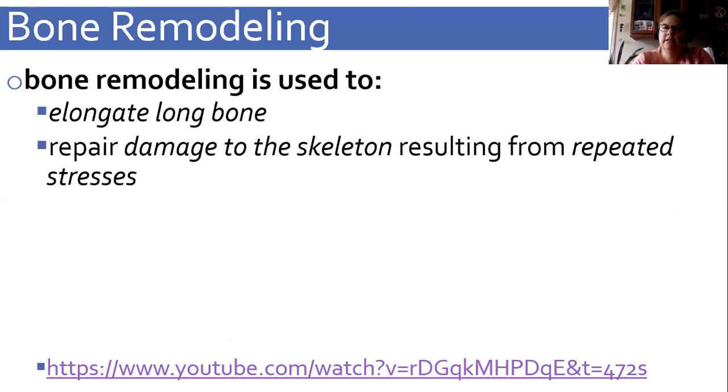It also repairs damage to the skeleton resulting from repeated stresses, right? So to repair small cracks. Over time, little damages happen to our bones. So bone remodeling strengthens our skeleton.